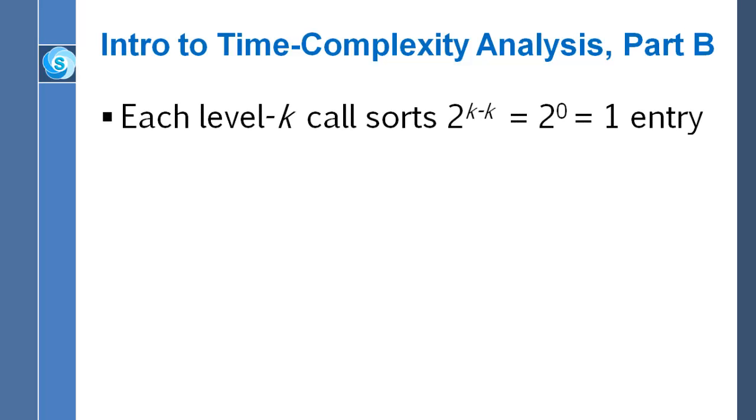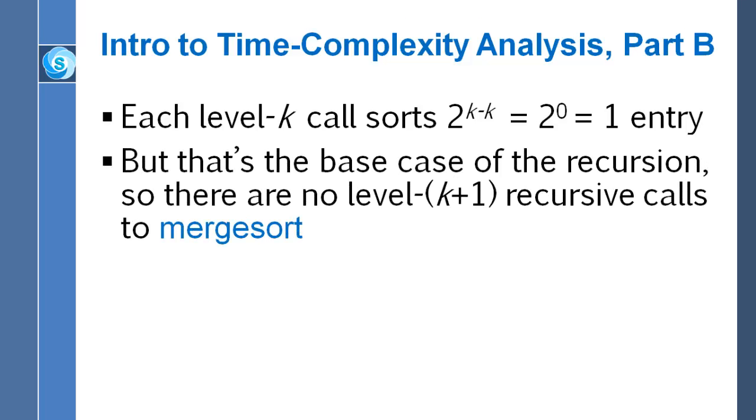Okay, at the bottom level, level k, that will be the final level in this game. Each level k call is responsible for sorting 2 to the k minus k, which is the same as 2 to the 0, which is just a single entry. Okay? So there are no level k plus 1 recursive calls because level k is the base case. When we get to level k, we're only talking about sorting a single number.